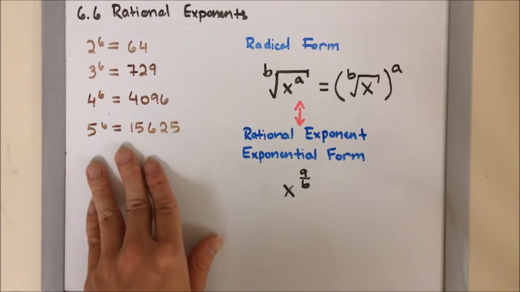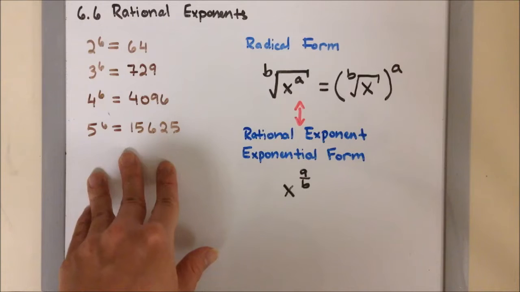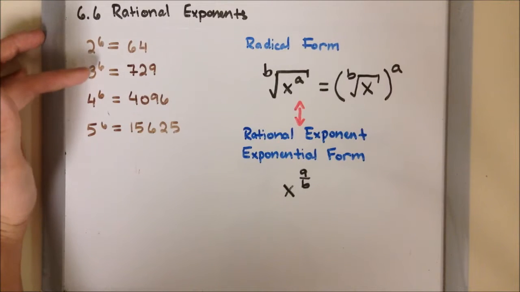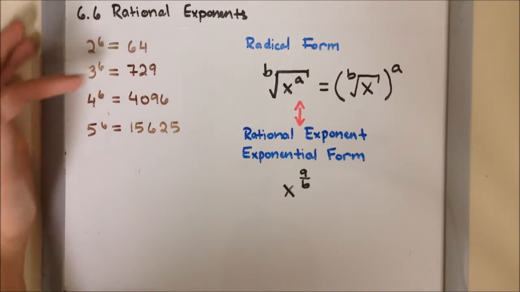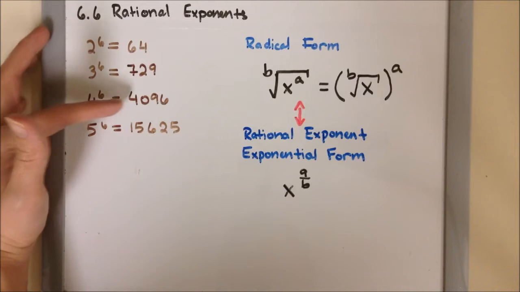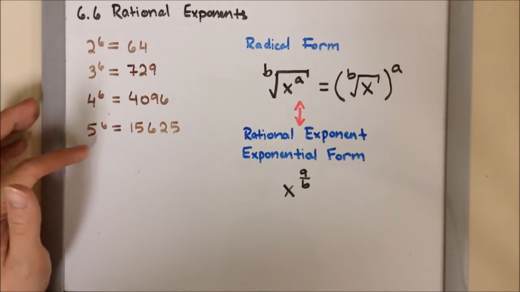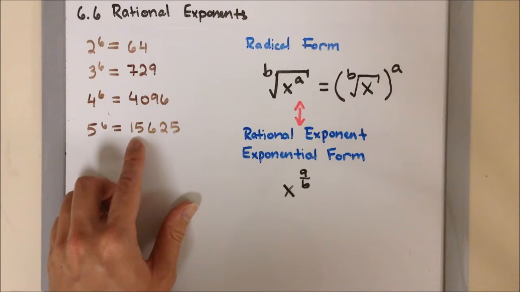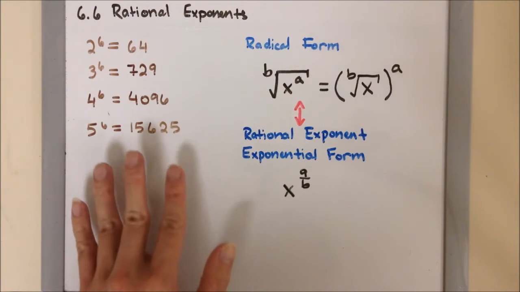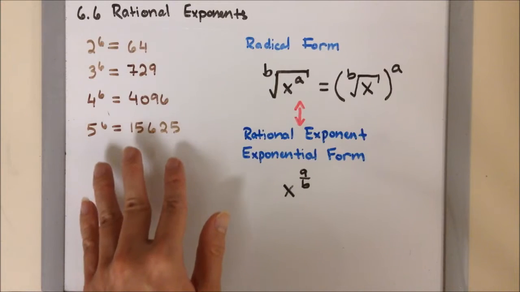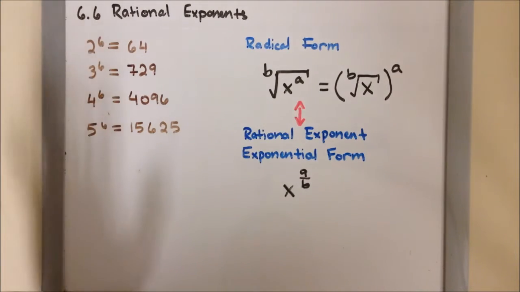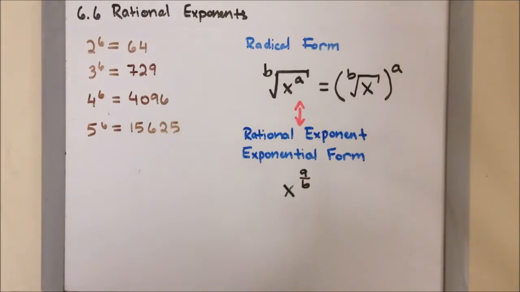So over here, I wrote numbers for the power of 6. So 2 to the 6 is equal to 64. 3 to the 6 equals 729. 4 to the 6 is equal to 4096. And then 5 to the 6th power is 15,625. Sometimes we are going to have some problems that involve the 6th power or the 6th root. So make sure you have this.